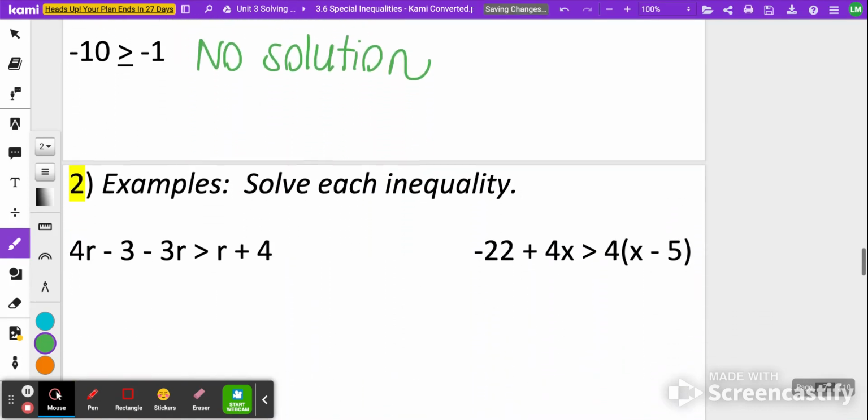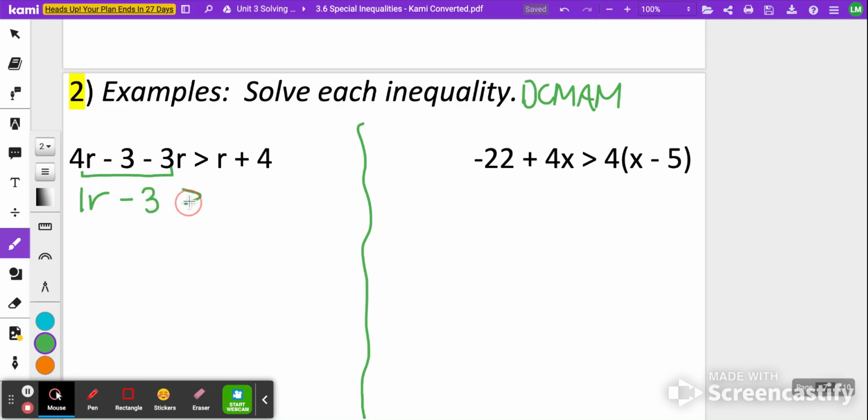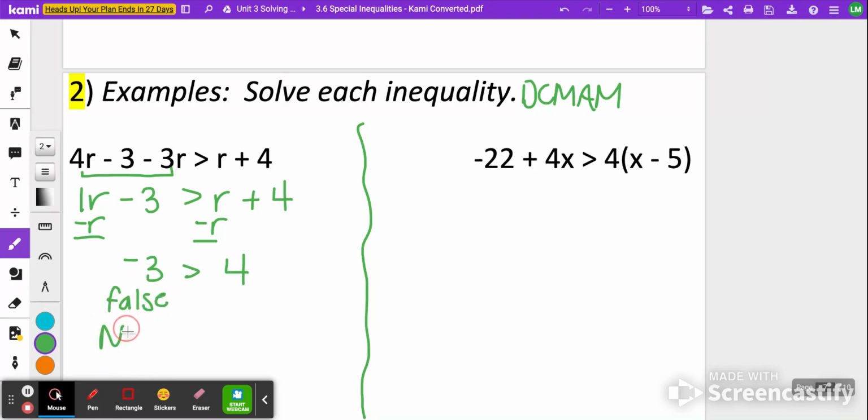So now let's try some inequalities. What we're going to do is try to solve them. We have a lot of combining like terms, a lot of distributing, so we're going to still keep that "don't call me after midnight" in mind. And let's go ahead and get started with the first one. On the left-hand side, it does look like I can combine like terms. 1r minus 3 is greater than r plus 4. Next, I'm going to combine my r's. So I'm going to subtract r from both sides. So I get -3 is greater than 4. This is a false statement. So I'm going to have to say this is a no solution.